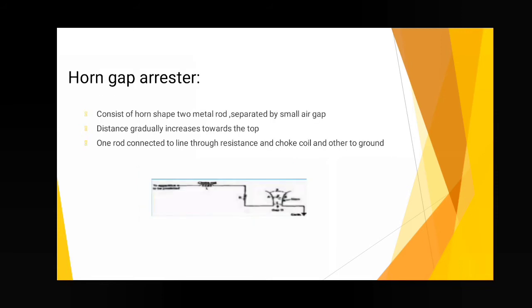Horn gap arrestor. The horn gap arrestor has two horn shaped metal rods which are separated by a small air gap. The distance of the horn gap arrestor increases gradually towards the top. One rod is connected to the line via resistance and choke coil and another one is connected to the ground.